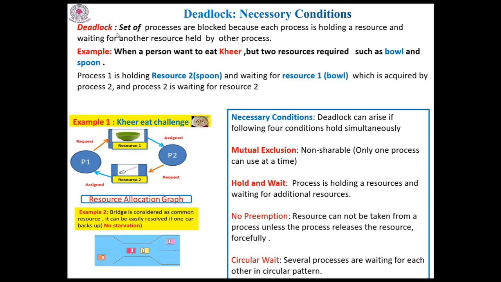What is a deadlock? A deadlock is a set of processes that are blocked because each process is holding a resource and waiting for another resource held by another process. Before going to the definition, let us go through an example. Here we can discuss certain key terms. On the basis of the key terms, it is easy to understand the deadlock definition.